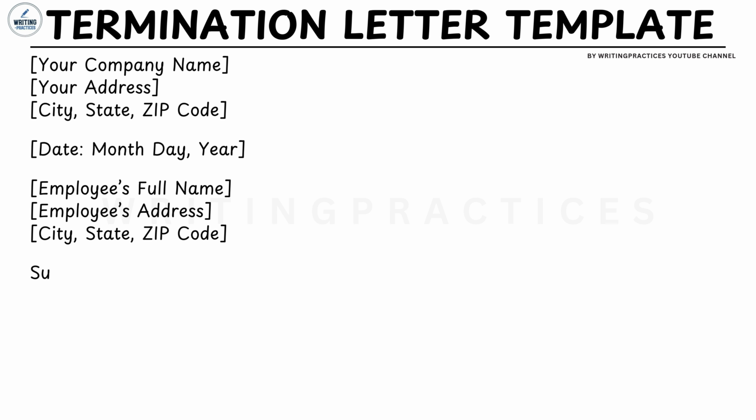Subject, clear notification of the letter's purpose. A concise subject line sets the tone for the letter. For instance, subject, termination of employment. This subject immediately informs the recipient of the purpose of the letter, ensuring there's no ambiguity.